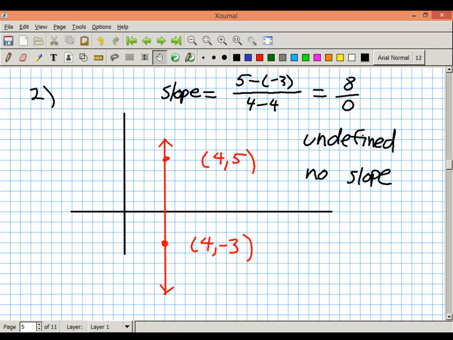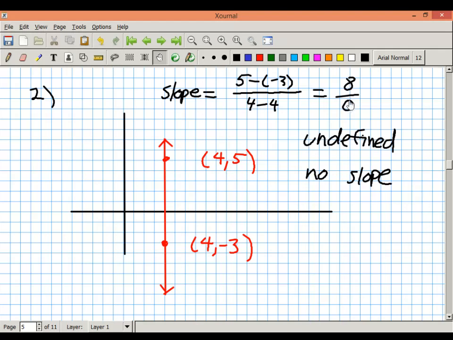Here is a situation where your line is vertical, and I have 2 points on that red line. One point is (4, 5), and the other point is (4, -3). Now watch what happens when you try to use the slope formula. We do the rise, which is subtracting the y coordinates: 5 minus -3 gave us 8, divided by the run, which is 4 minus 4, which gave us 0. So if you go from one point to the other, you rise 8, but you run 0.